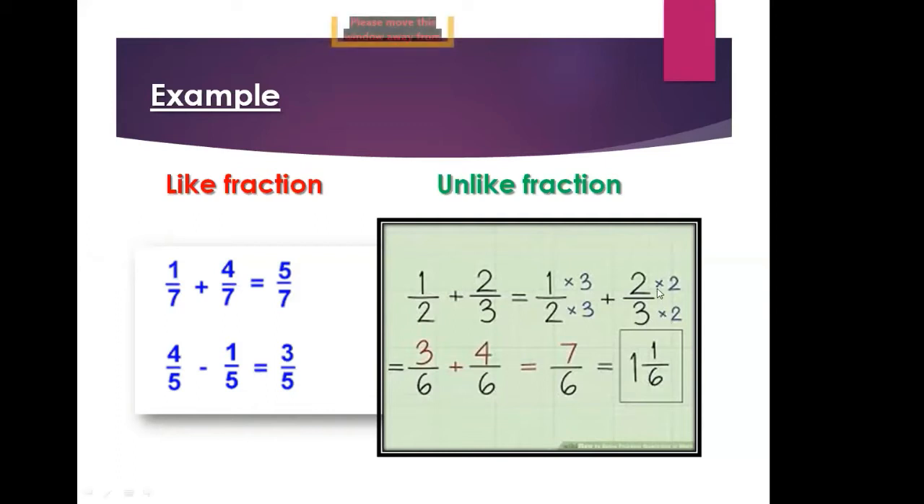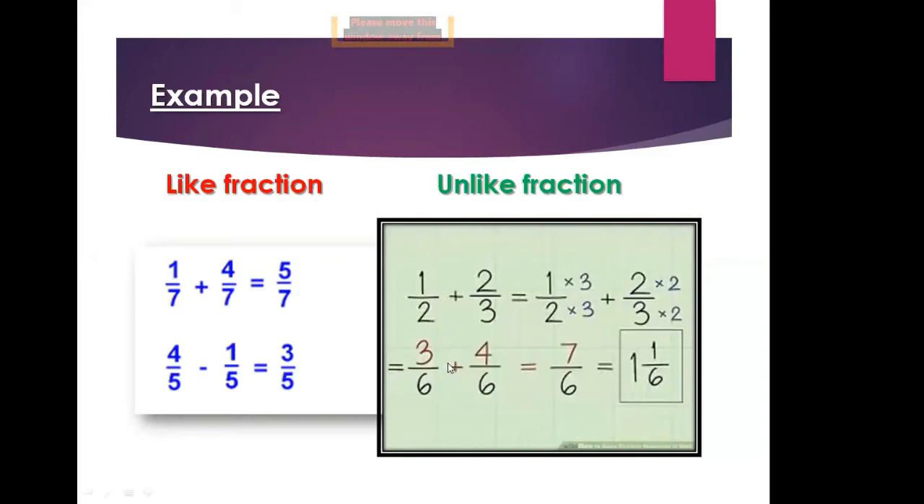Multiply 2 with numerator also. Now the next step, 3 multiplied by 1 equals 3 and 2 multiplied by 2 equals 4. Now our denominators become equivalent to 6. Now you can see this looks like a like fraction. Now what we will do, when we have like fraction, we will simply add or subtract.